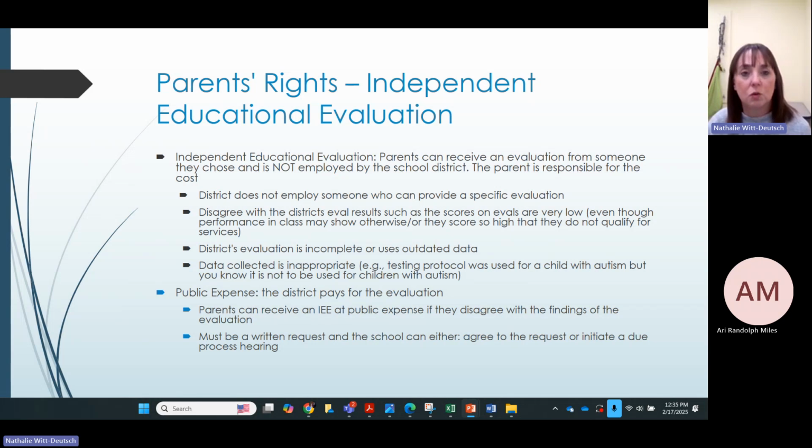So one of the reasons why you may go about using an independent educational evaluation is as your right. Say that you have a very specific evaluation that your child needs to have to show their particular disability that is under the 14 approved disabilities in IDEA, and the district does not employ someone who actually can provide that or who is an expert within that.